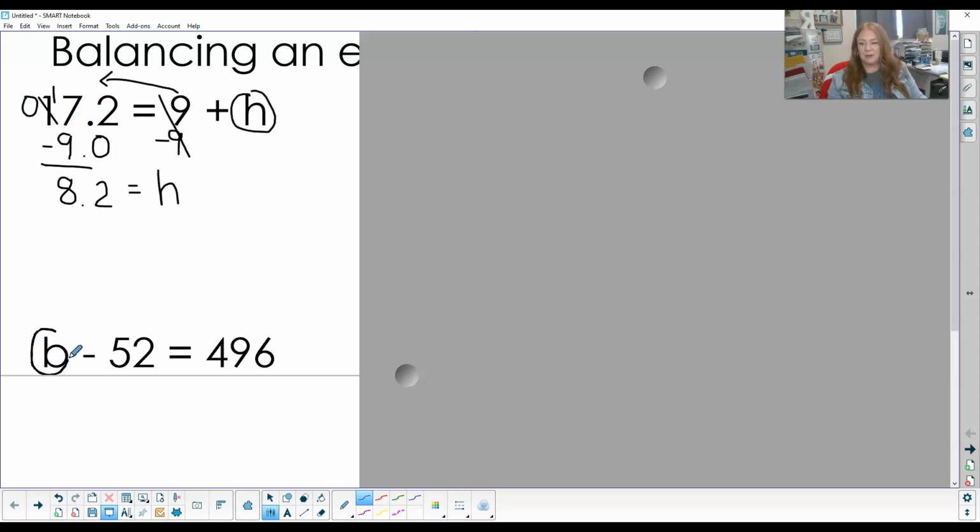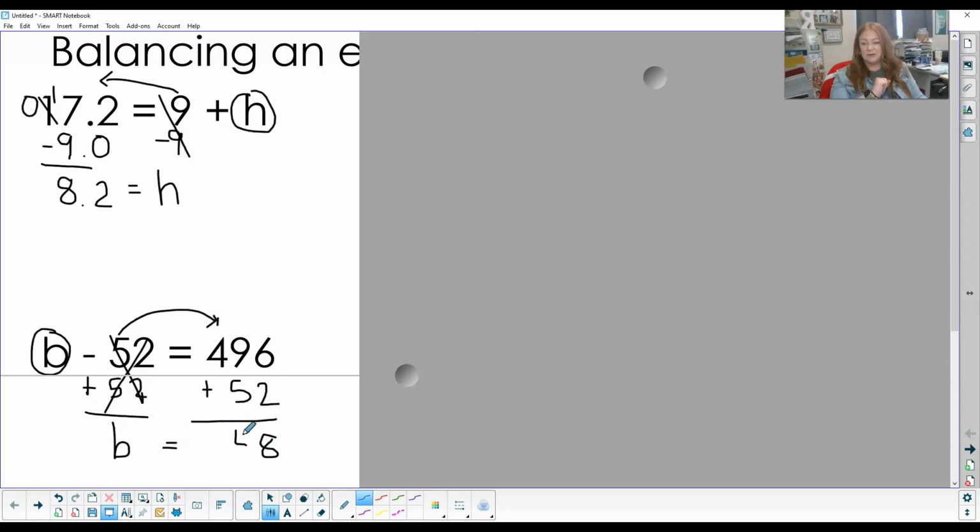I'm finding my variable, and then I want to keep it on one side and numbers to the other side. So balance the equation. The opposite of minus 52 is to add 52 to both sides. So here I'm at negative 52. I owe my parents $52. I pay them back. Now I have no money. All I'm left with is b equals, I add these up, I have 8 and 14 and 5. B equals 548.